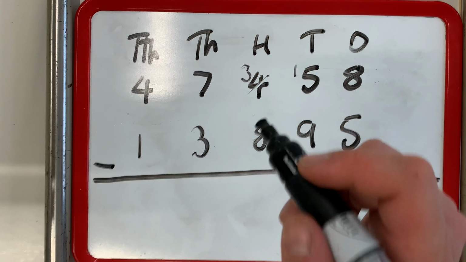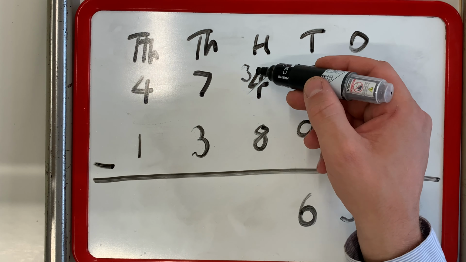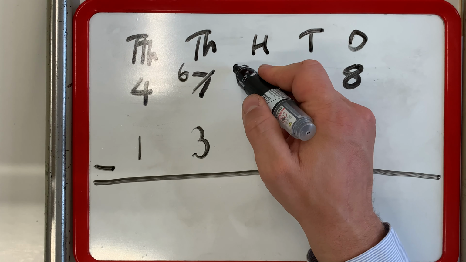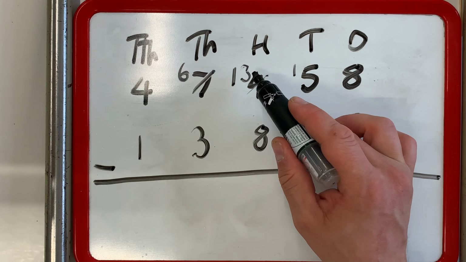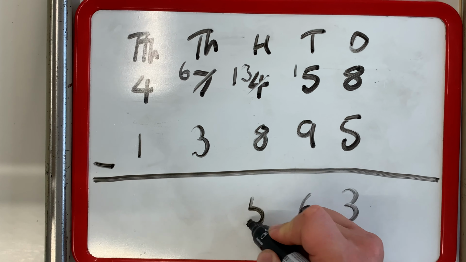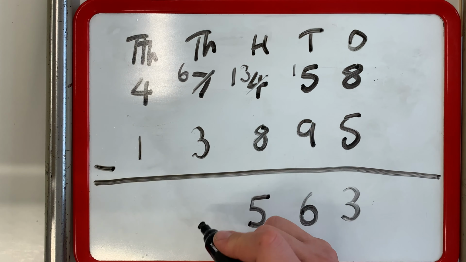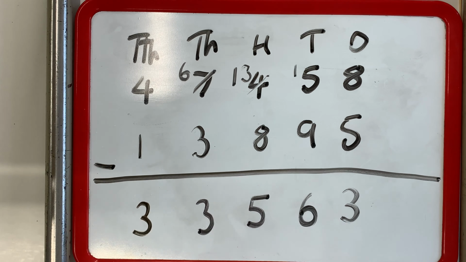In the next column, we cannot take 8 away from 3 because there aren't enough. So we need to borrow again from this column. Put a line through that and make it into 6. And then we can bring the 10 over and make that into 13. 13 take away 8 gives us 5. 6, and move into this column, 6 take away 3 is 3. And 4 take away 1 is 3. So there's our answer, 33,563.